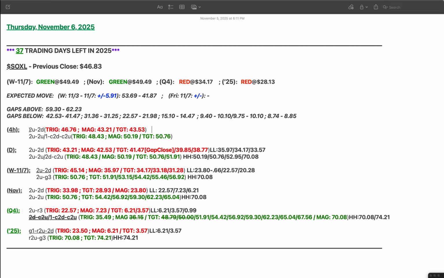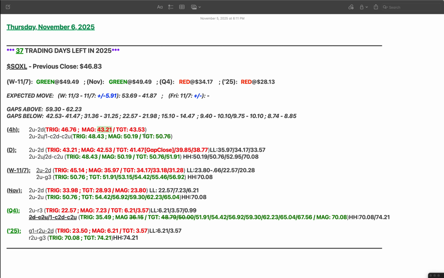But looking at the 4-hour chart, if we push to the downside in that first 4-hour, we trigger the 2 up, 2 down at 46.76, and that's got a pretty decent magnitude of 43.21, a little over $3. It's a pretty big move for SOXL, but it's known for having those moves intraday, because it can move so much.